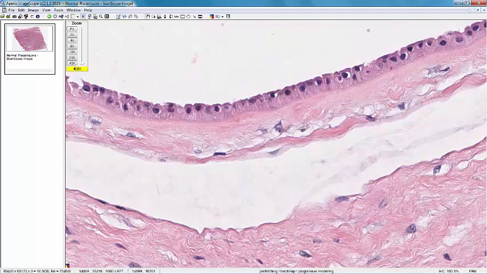Here, these dark round structures are nuclei. I am outlining one nucleus with my little pen. And now I am outlining one amniotic cell with my little pen.